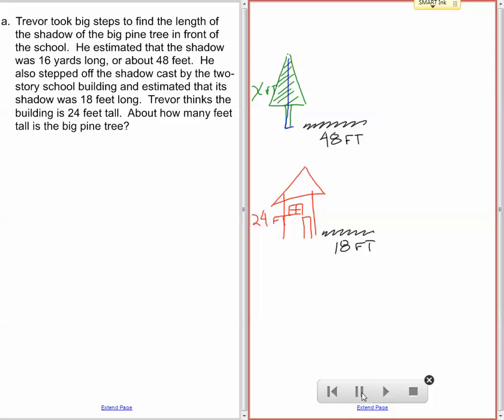Now what we've got here is two right triangles that happen to be similar. And I know they're similar because they're right triangles, first of all. And also the sun that is creating the shadow is hitting both the tree and the school building at almost exactly the same angle. So we've created similar right triangles. So we can set up a proportion. We can say that the height of the pine tree, x, is to the length of its shadow as the height of the school building is to the length of its shadow.